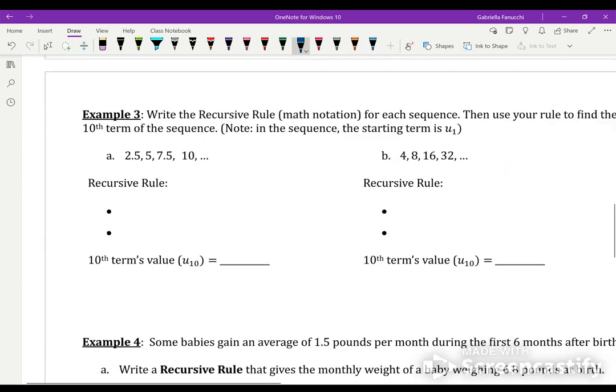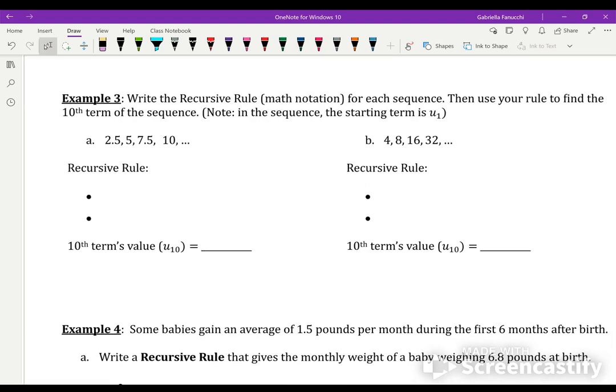Okay. So example 3, write out the math notation for each sequence. Then use your rule to find the 10th term of the sequence. So we're going to find the 10th term. So note in the sequence, the starting term is U sub 1. So all of these start with U sub 1. So we can just go ahead and write U sub 1 is equal to something. Well, look here. It's that first term, 2.5.